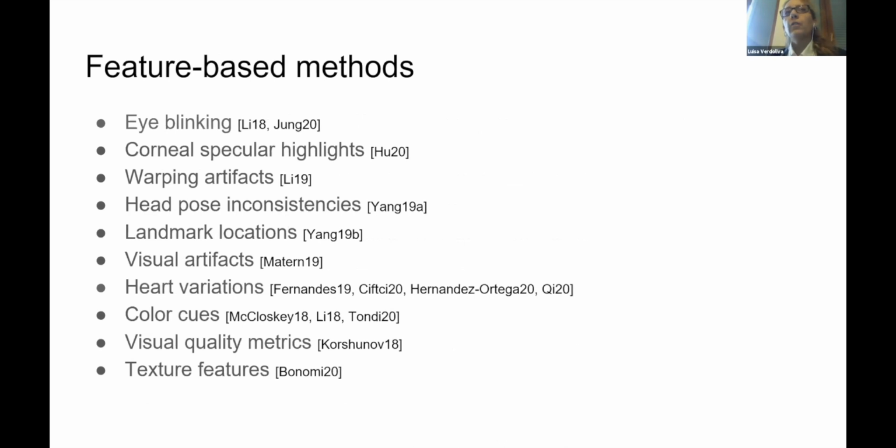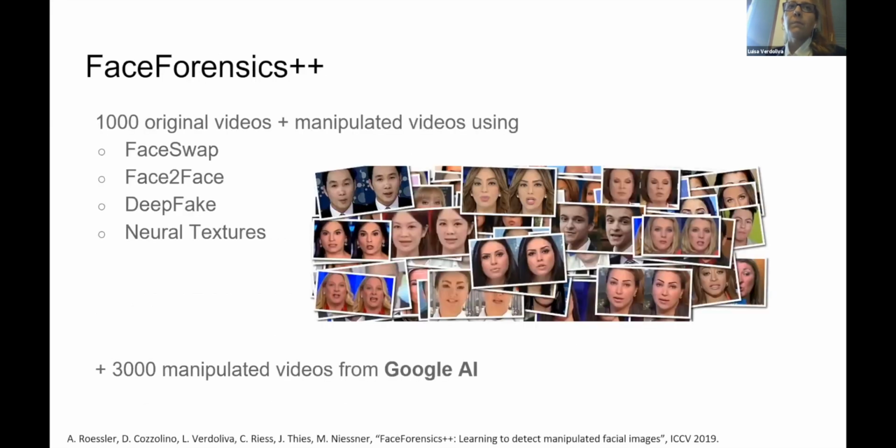Some approaches try to extract specific failures or specific artifacts. For example, you can look at the landmark locations in a face. As I told you, there are sometimes visual artifacts or physiological signals like heart rate variations in a video. Many of these are in a certain sense more explainable because they look at a specific artifact. Actually, explainability is a very important point in the detection process.